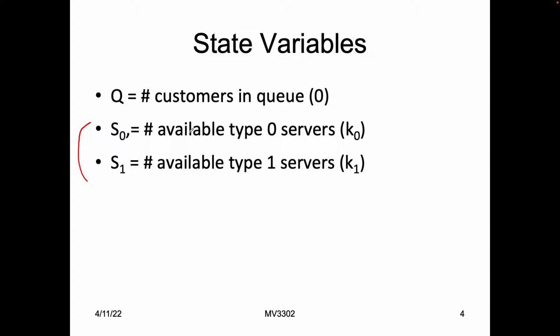So the key here is that this piece is what embodies the criterion that the server of type 0 is not available. This says the server of type 1 is available. This says the server of type 0 is not available. So that's what you need.